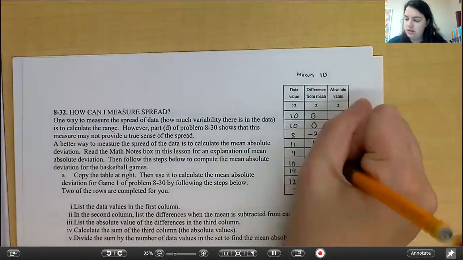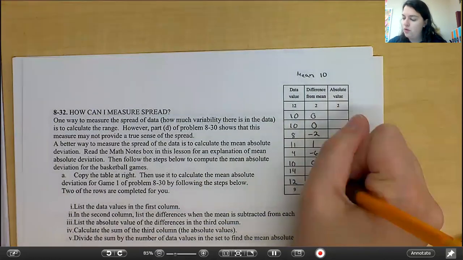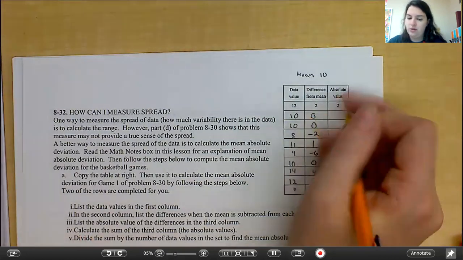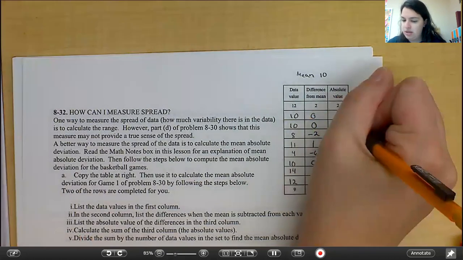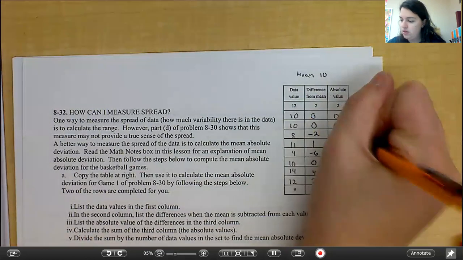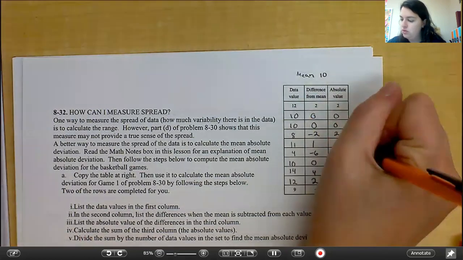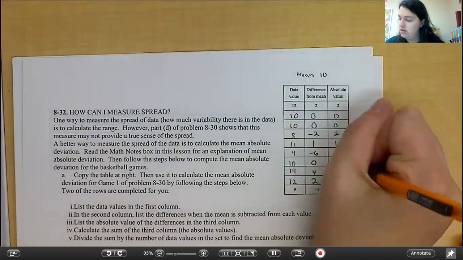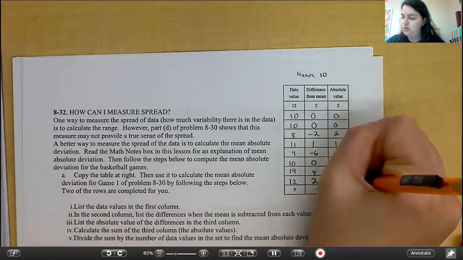You should have had negative 6, 0, 4, 2, negative 1. Step 3 says list the absolute value of the differences in the third column. So just absolute value, remember it's that value that's now positive. So 0, 0, 2, 1. Go ahead and finish the column. You should have had 6, 0, 4, 2, and then 1.